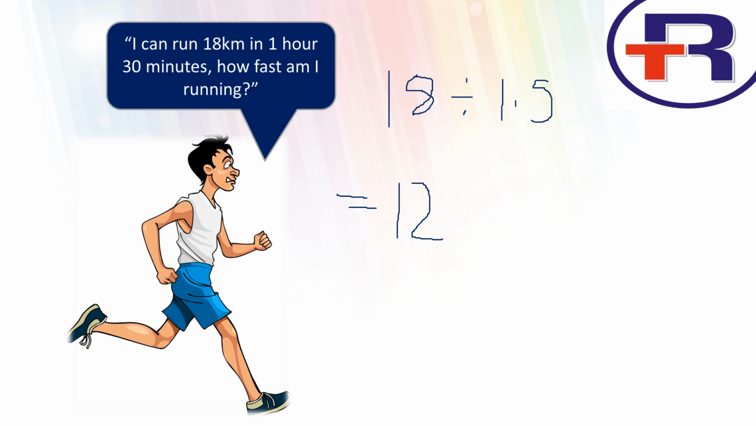What we have to do now, the most important part of this, once we've carried out the calculation, is to make sure that we put the correct unit into the answer. The distance unit was kilometers and the time unit was an hour. So the answer to the question is 12 kilometers per hour.